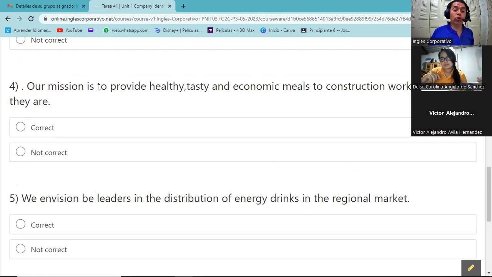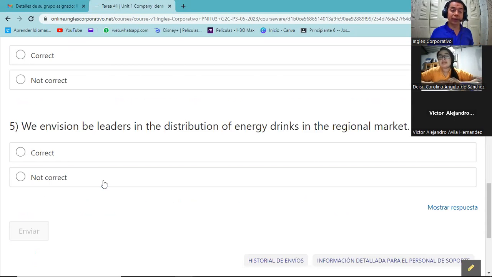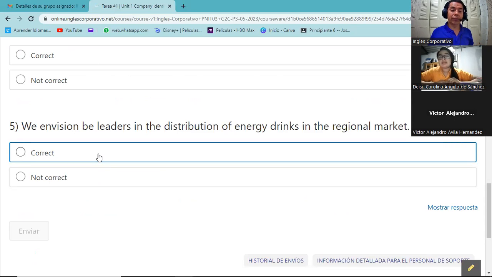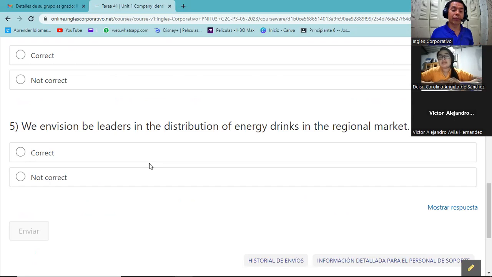Our mission is to provide. Los infinitivos llevan la preposición to antes del verbo, ¿sí? To provide. Aquí el verbo es be. ¿Le falta algo a ese verbo? Ahí está. Envision to be. Entonces, la preposición to la tiene before el verbo to be, ¿verdad? No me diga la respuesta, pero ¿es correcta o es incorrecta? No me responda. Pero el teacher no le ha dado copia, ¿verdad?